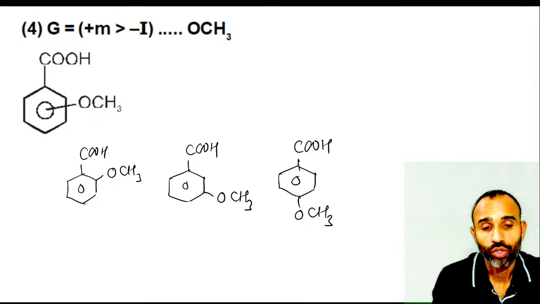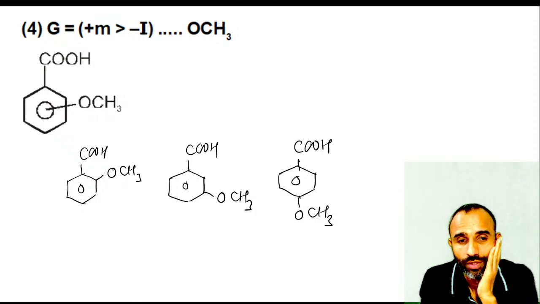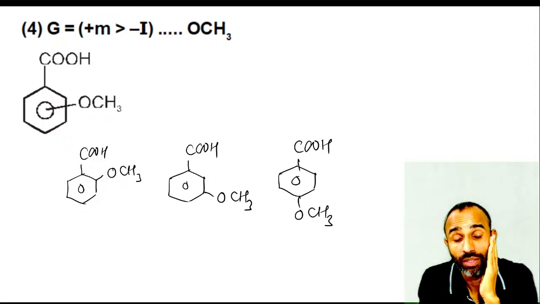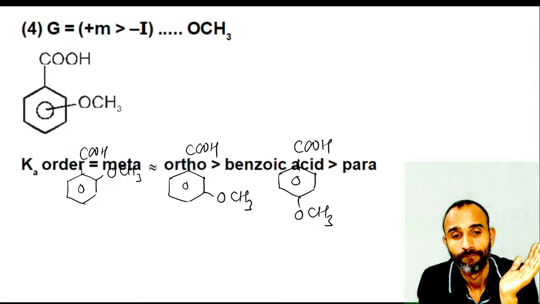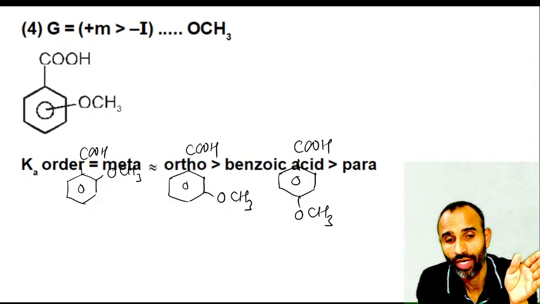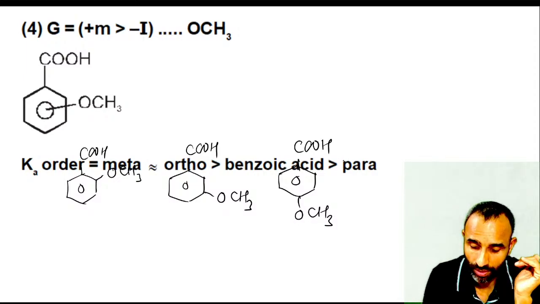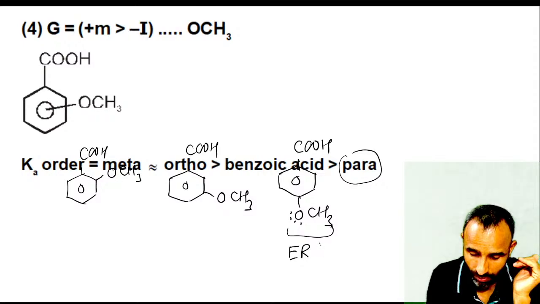Yes, due to the ortho effect, ortho will be higher again, but then it is meta. Meta and ortho almost same. Why is ortho going up? Yes, and para is least because of the electron releasing effect, because it behaves like an electron releasing group.